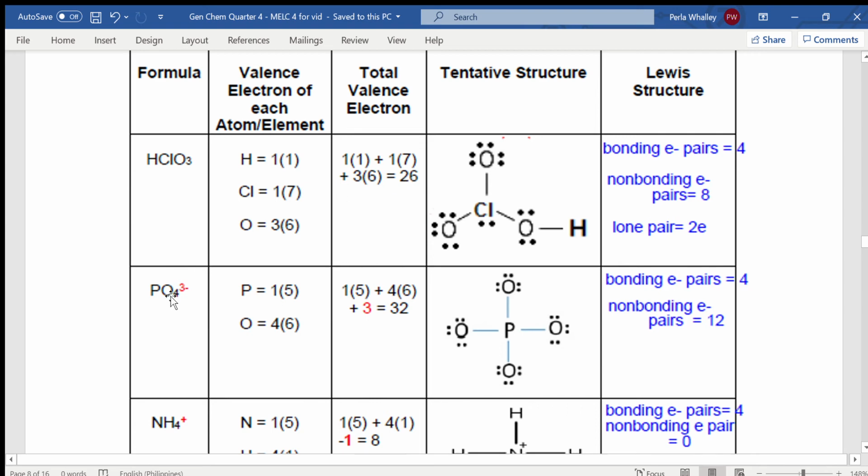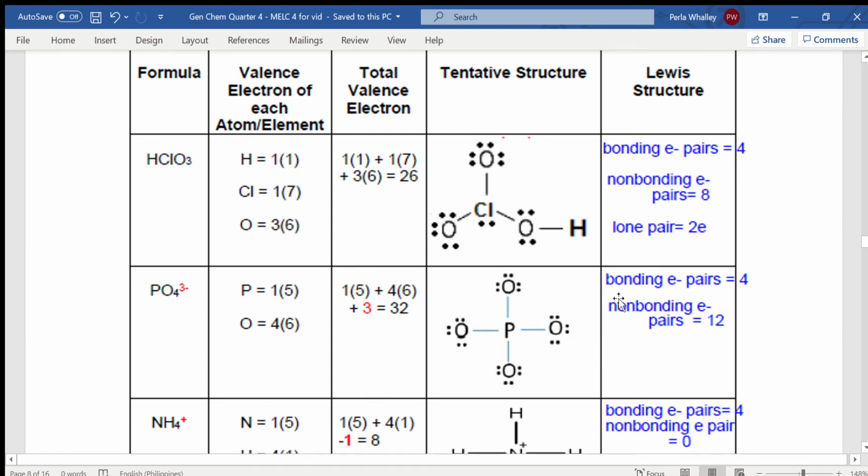For phosphate ion, 32. So here again, 2, 4, 6, 8, 2, 4, 6, 8, 2, 4, 6, 8, 2, 4, 6, 8. And these are non-bonding electron pairs. That means there's nothing that is bonded to it. That is why it is non-bonding. So there are 12.